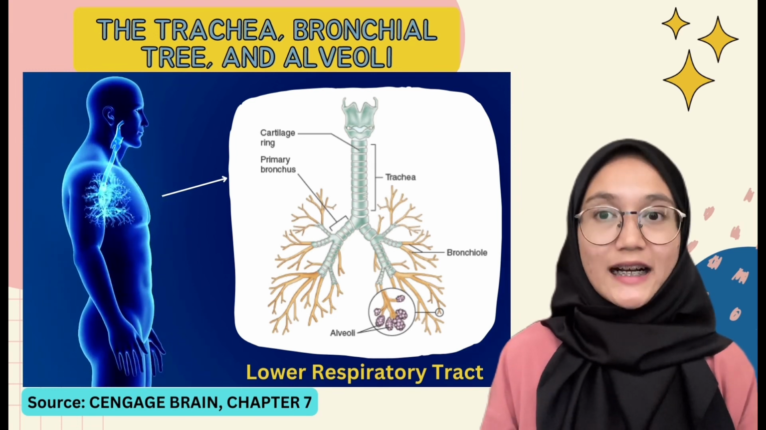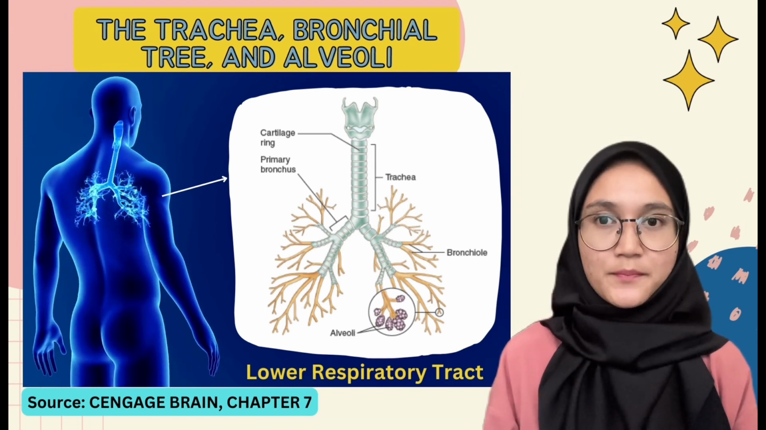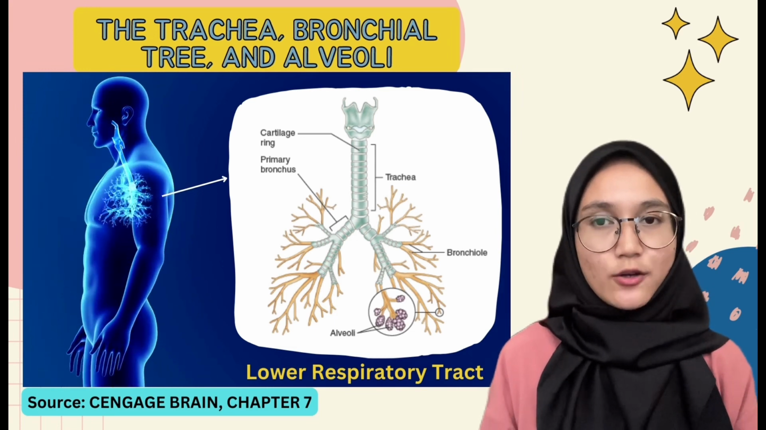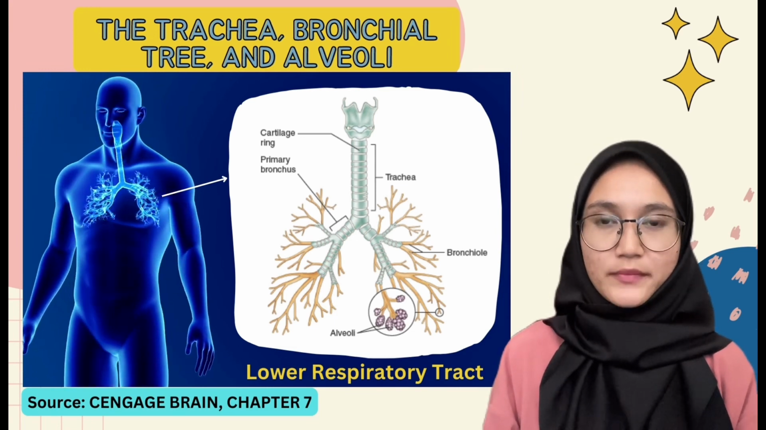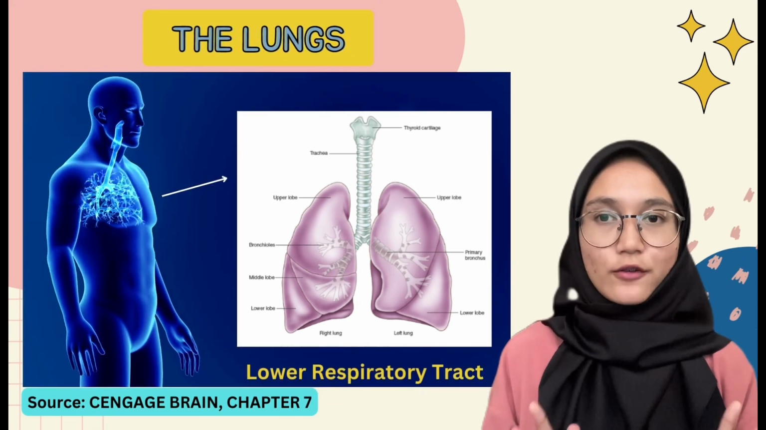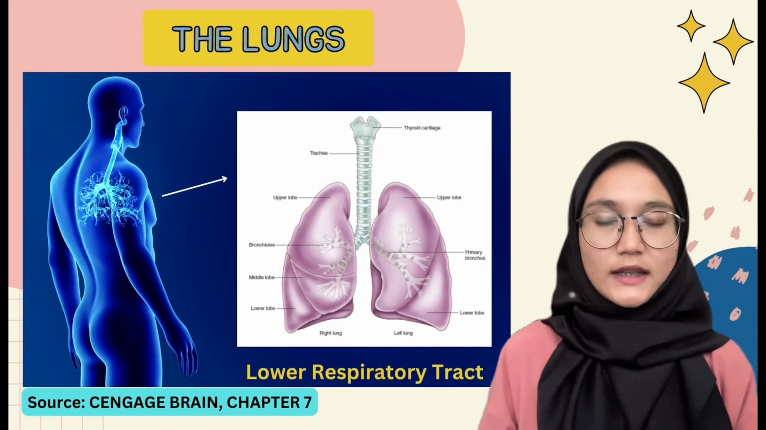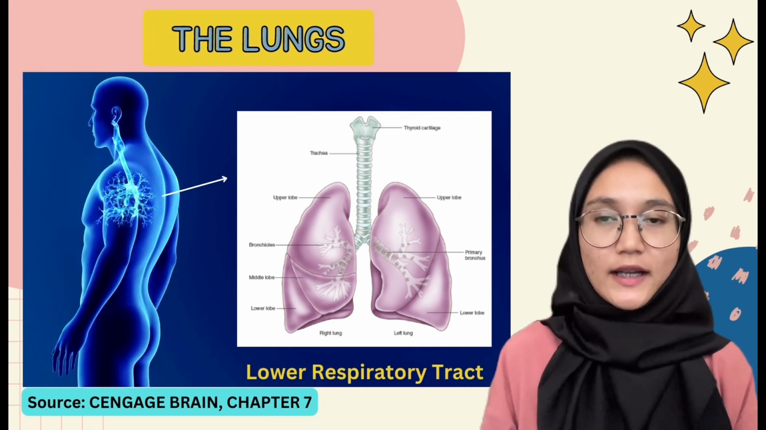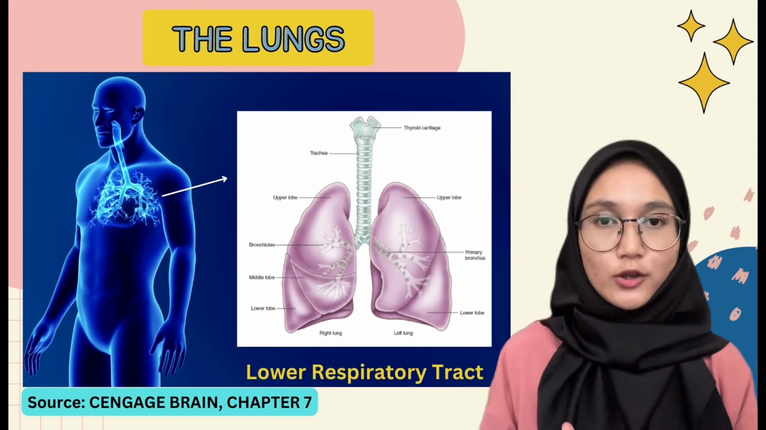Bronchi, bronchioles, and alveoli are all part of the lungs. The lungs are made of light and soft elastic tissue, and they are the major organs of the respiratory system. The lungs, which are the essential organs of respiration, are divided into lobes. The right lung has 3 lobes, which are upper, middle, and lower lobe. Meanwhile, the left lung has only 2 lobes, which are upper and lower lobe.